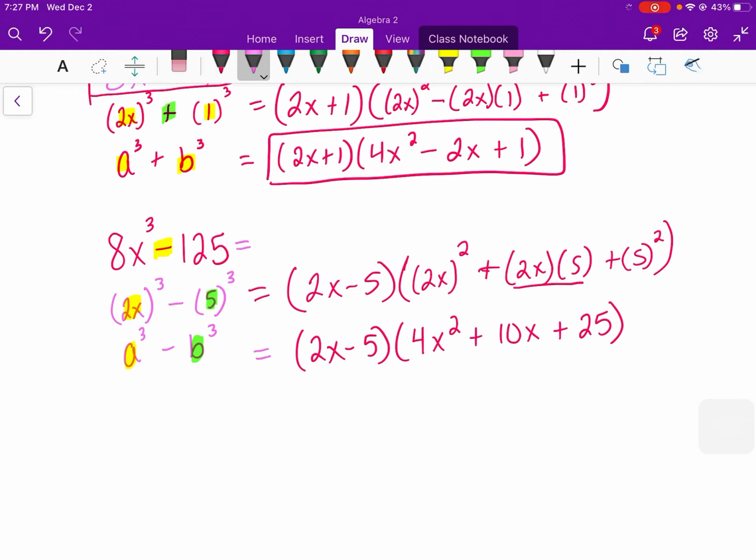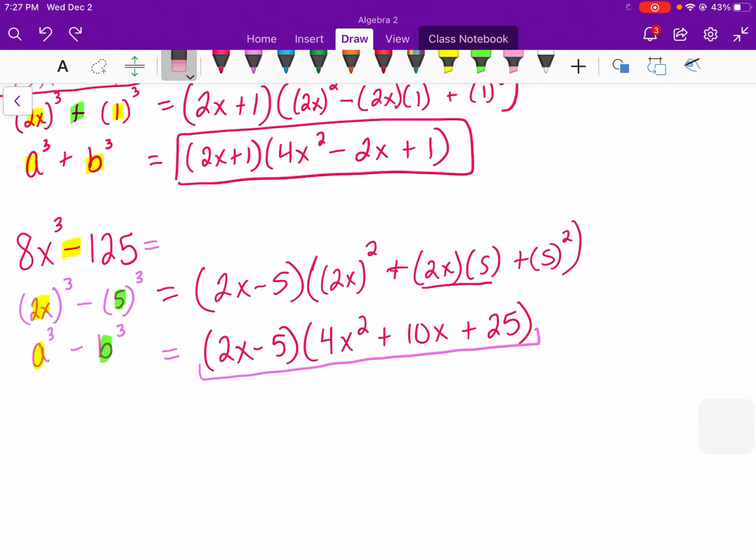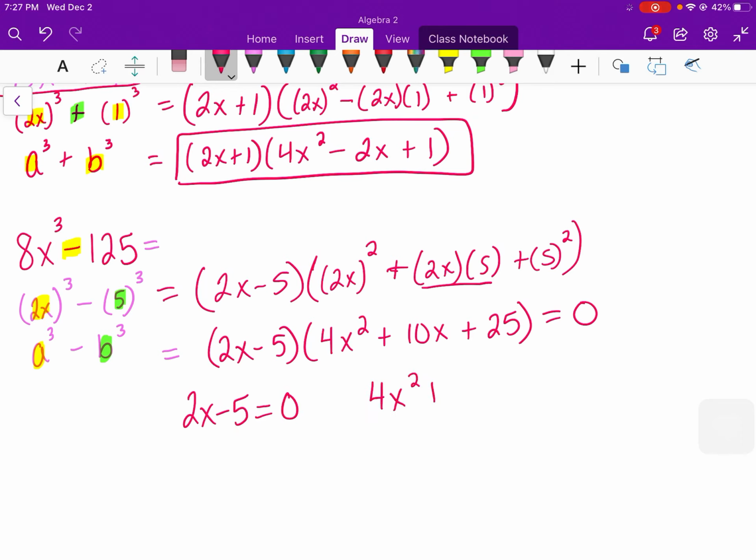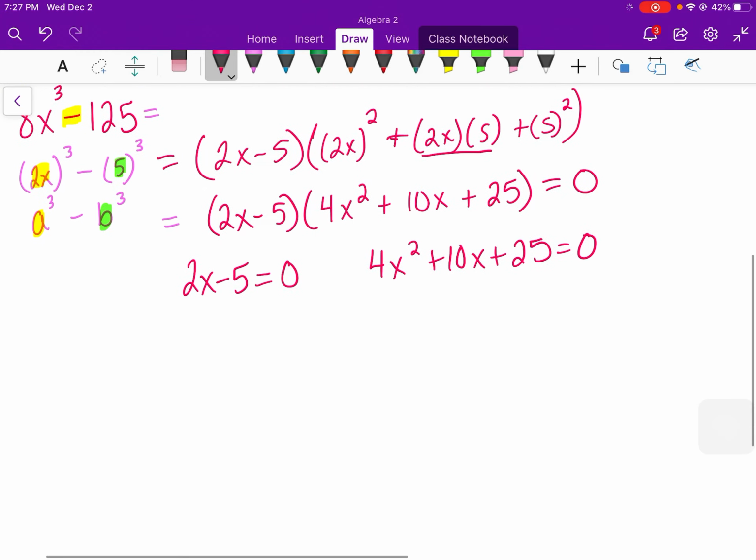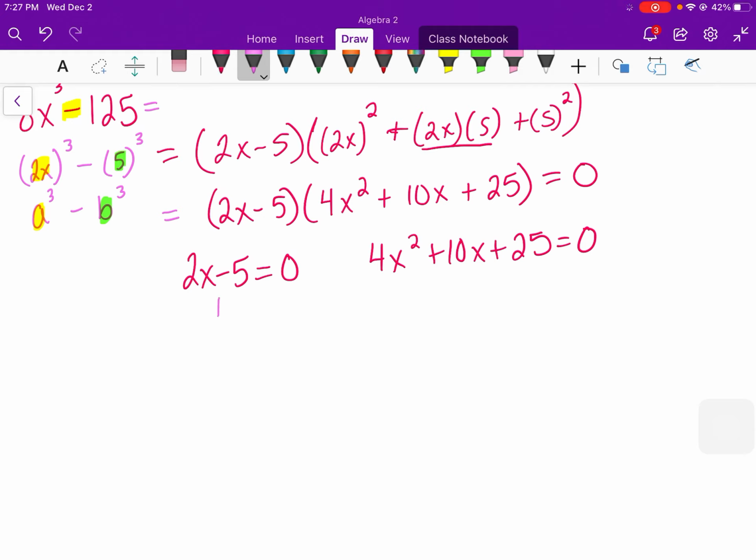So this equals this, which means if you multiplied this back out, 2x times this, and so on, it would equal 8x cubed minus 125. Now, if you want to solve for x, you get it factored, set it equal to 0, and find your solutions. You take each parenthesis, 2x minus 5 equals 0, and 4x squared plus 10x plus 25 equals 0, and then you solve each one.